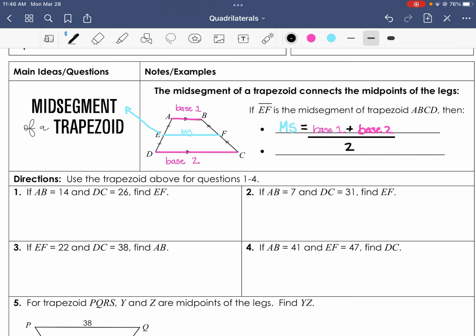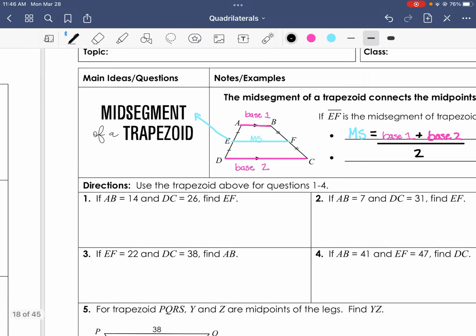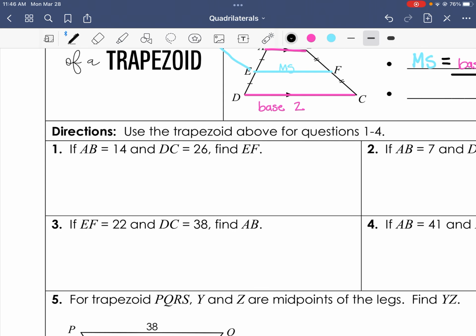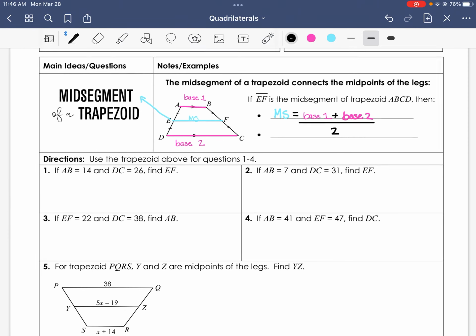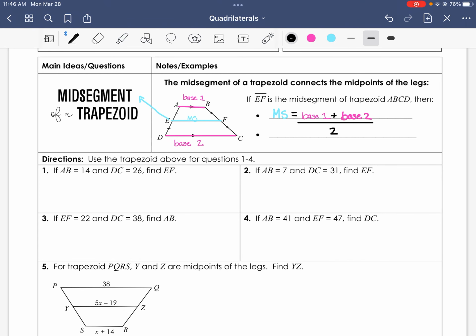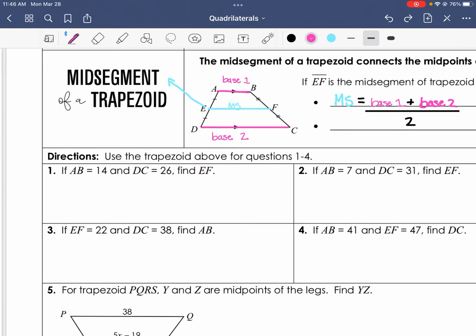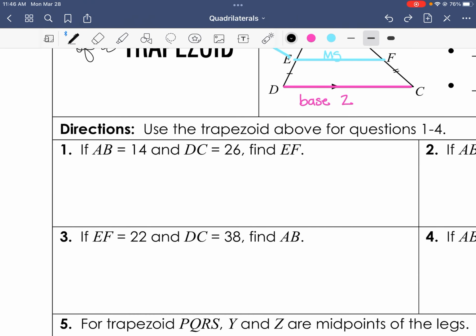So the next couple problems all have to deal with finding the lengths of either the bases or the mid-segment. And you can do this just by using this formula. So let's go ahead and get started with problem 1. It reads, if AB is equal to 14 and DC equals 26, find EF. Well, you're probably like, what is he even talking about? It's referring to this trapezoid up here.